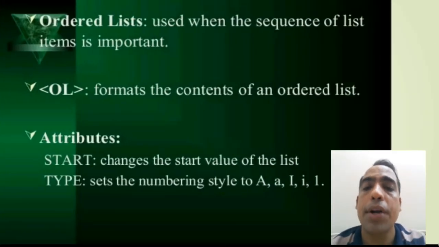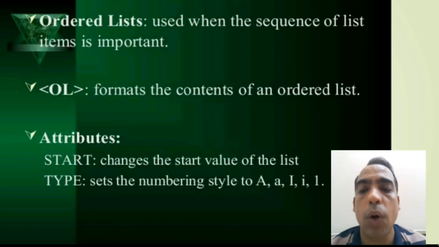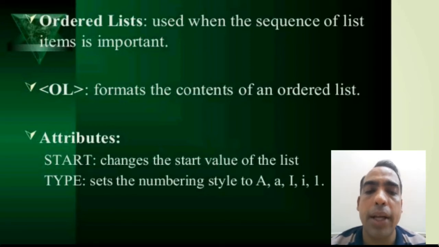Ordered list. An ordered list is used when the sequence of list items is important. You can see the syntax of an ordered list in angle brackets, OL tag. OL means ordered list. There are two attributes of an ordered list, start and type. Start is used to change the start value of the list. Type is used to set the numbering style like capital A, small a.